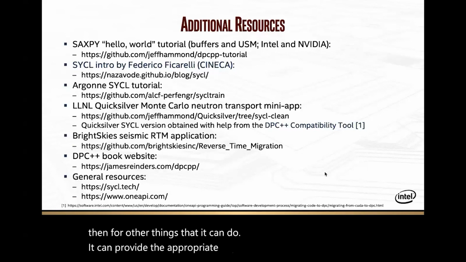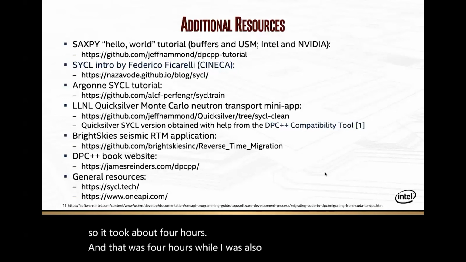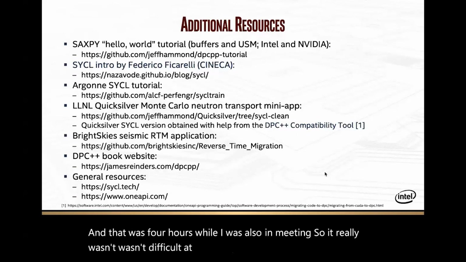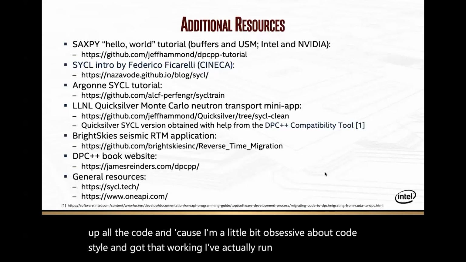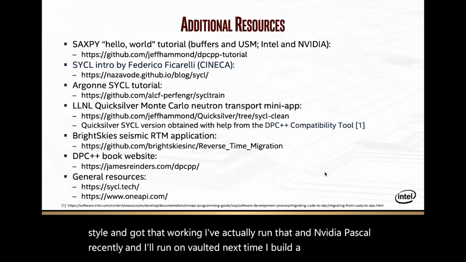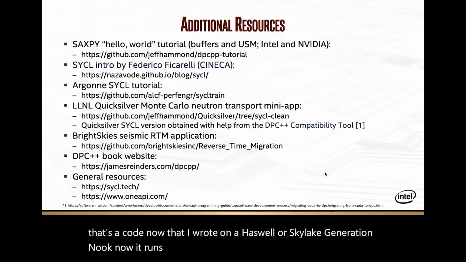And so it took about 4 hours. And that was 4 hours while I was also in meetings, so it really wasn't difficult at all. And then I went through and cleaned up all the code, because I'm a little bit obsessive about code style, and got that working. I've actually run that on an NVIDIA Pascal recently, and I'll run it on both next time I build a compiler. So that's code that I wrote on a Haswell or Skylake generation NUC, and now it runs on an NVIDIA Pascal, with zero code changes.